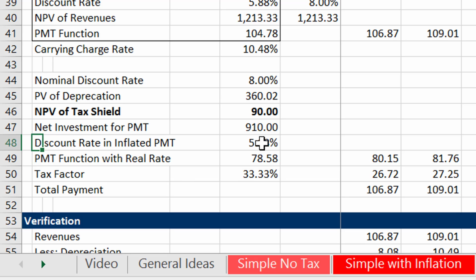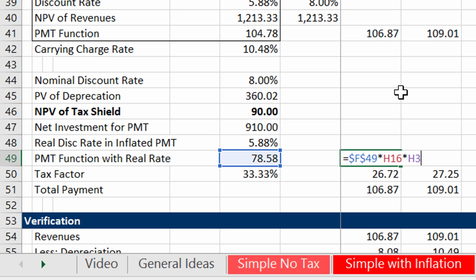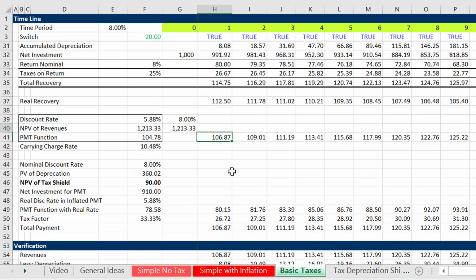Discount rate in inflated, I put real. Okay, I better just abbreviate then. And then our payment factor is that real rate versus the net investment, and it's over 20 years. Then you get a number. This number is not the same as this.